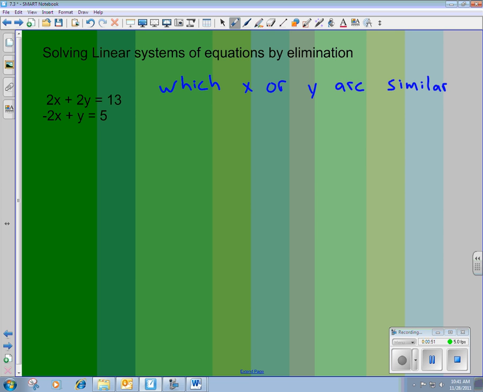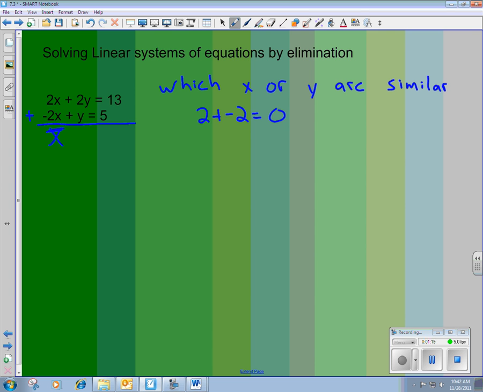And what we're going to do is treat this like an addition problem. So we're going to draw a line underneath it, and we're going to add these together. The reason why we want to add them together is that 2 plus negative 2 is 0. So that coefficient, that number in front of the x's, goes to 0. So you've effectively eliminated the x. So our 2x plus negative 2x gives us 0x. So that means that this is gone.